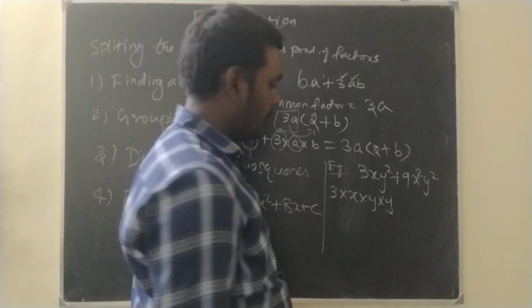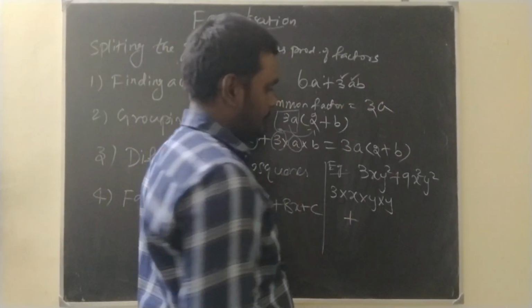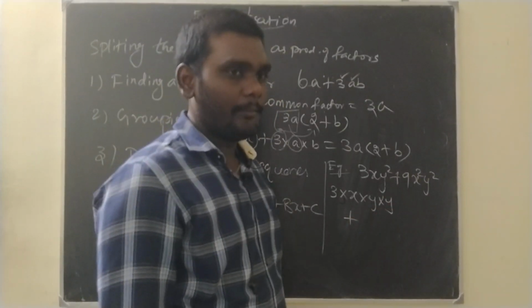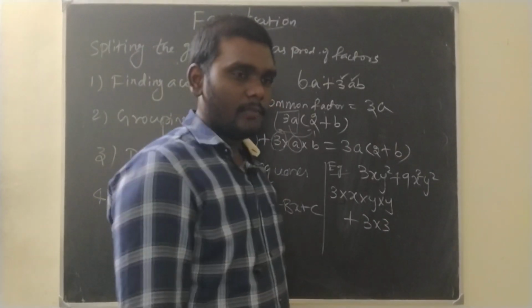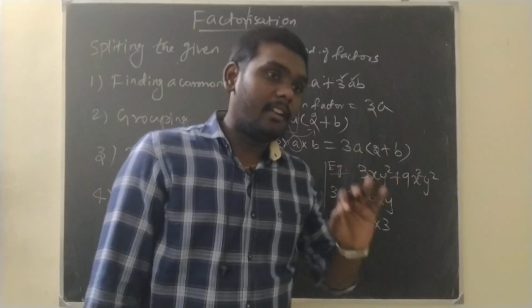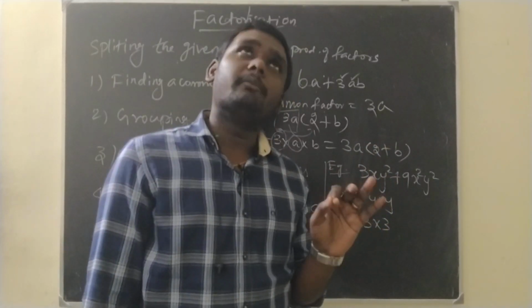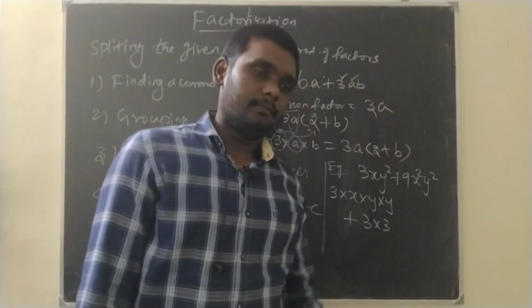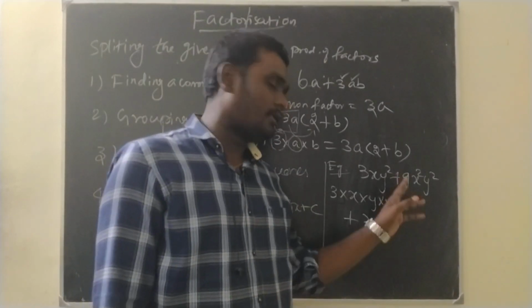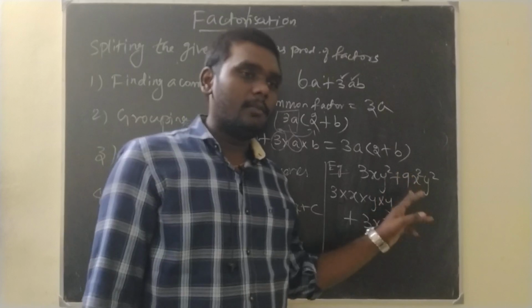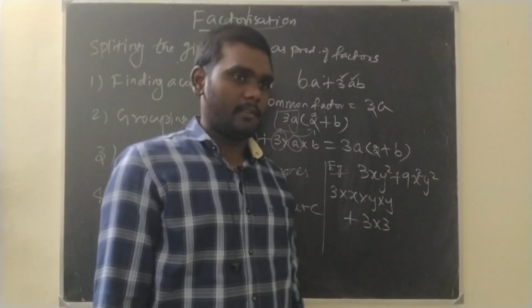Then plus this 9 can be factored as 3 into 3. Only we should use the prime factorization. Remember the prime factorization? Have you seen prime factorization? Yes. Using prime factorization, we should factor the number, because that is what will give us the unique factors.